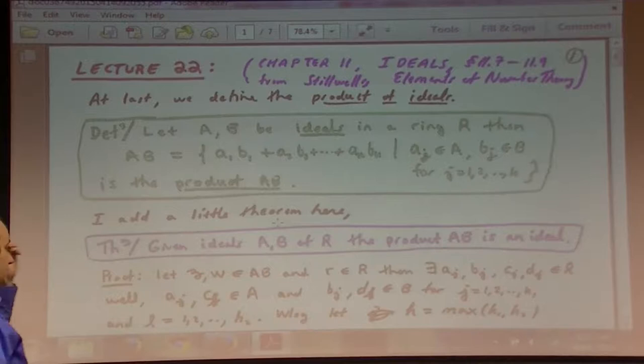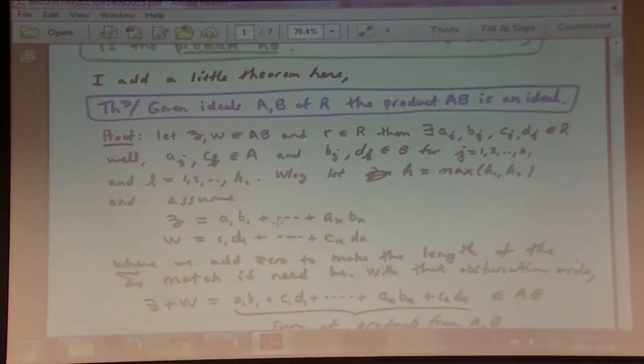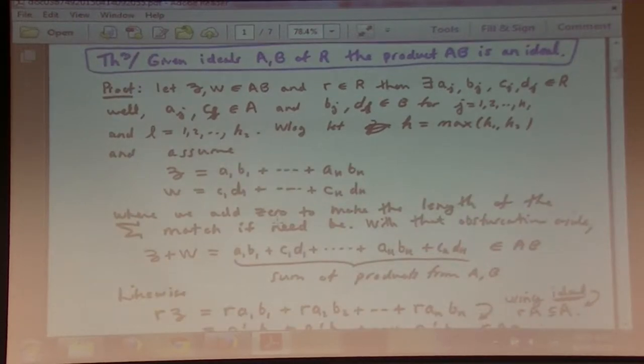But I think the first theorem we should prove is that the product ideal is an ideal. I don't think I did that last time. But it's simple enough to do. It's notationally a little cumbersome. So we do what we always do, right? How do you prove something's an ideal? Pick two things in it, Z and W in the product ideal. And then I need to show that Z plus W is in the ideal again, and that R times Z is again in the ideal for an arbitrary R in the larger ring. So the critical thing here is to understand what defines the ideal.